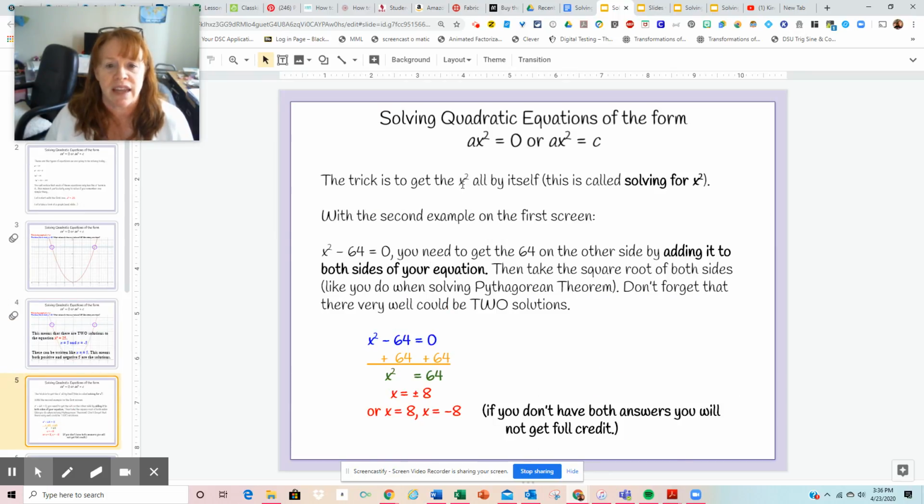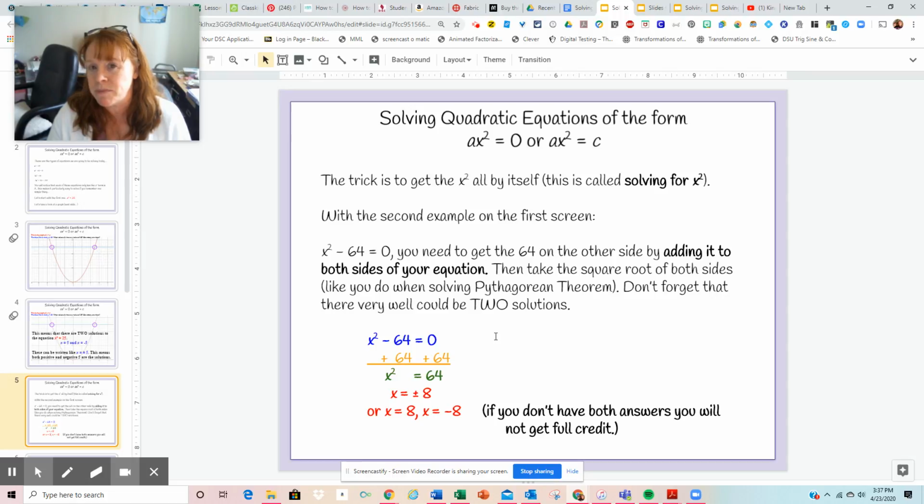So the trick is getting that x squared by itself. Sometimes you're not going to see x squared equals 25. You might see something like this one, x squared minus 64 equals 0. In that case, I'm going to have to get x squared by itself. We call this solving for x squared. I can't take the square root until I get x squared by itself.